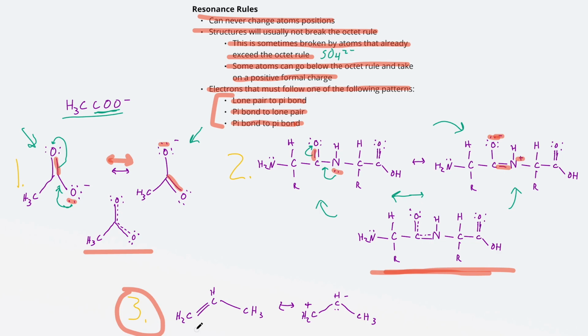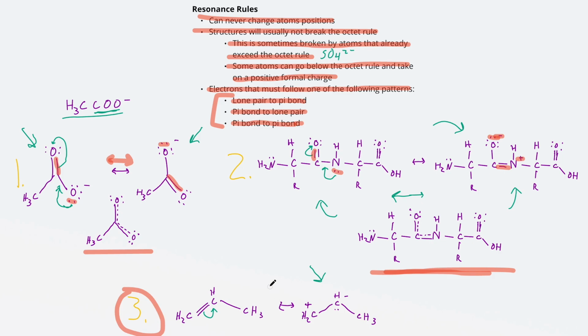So for this one, we have a pi bond becoming a lone pair, and that's all we do. And what that causes is, if you look at the resulting structure on the right, the CH2 lost that bond, and now it only has 3 bonds. So then it gets a formal plus charge. And then the other C now has a lone pair with 3 bonds, which gives it a negative formal charge.